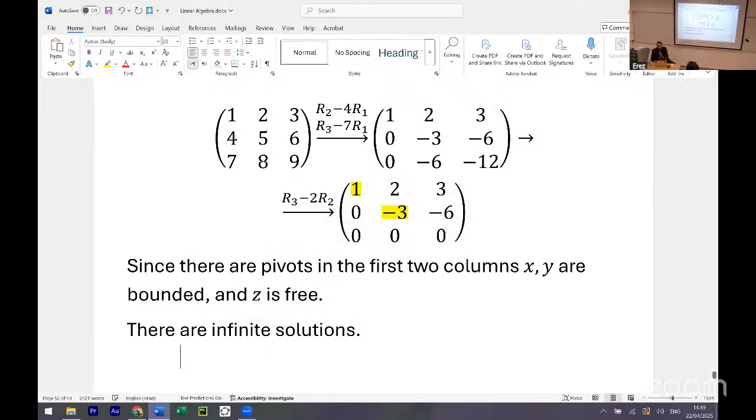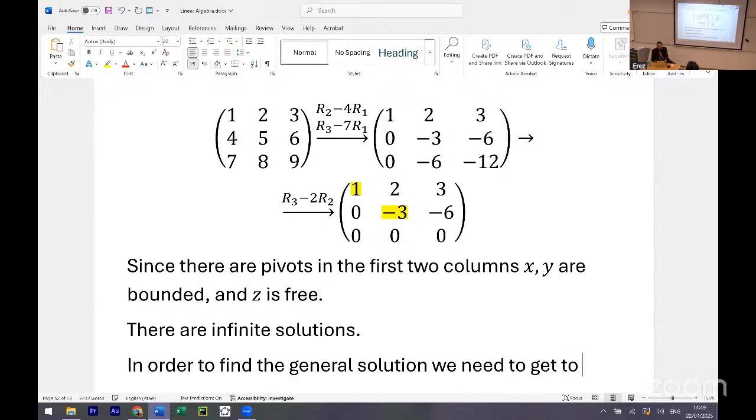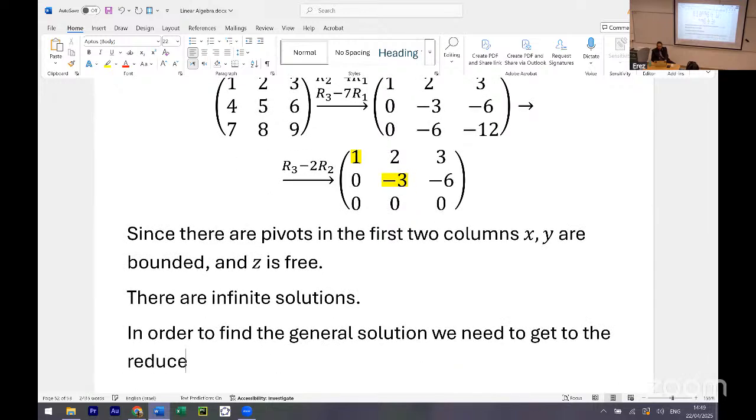Next slide. In order to find the general solution, we need to get to the reduced form. I'm not doing it here because I did the same example just 2 minutes ago. These two rows were before without the zeros. Let's do another example.